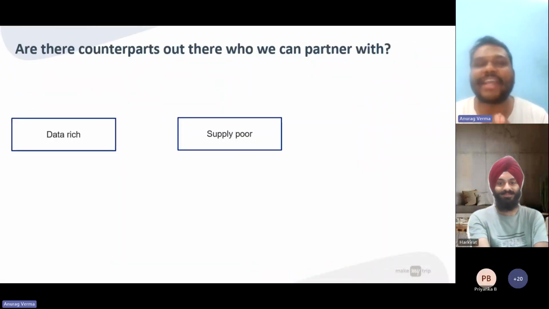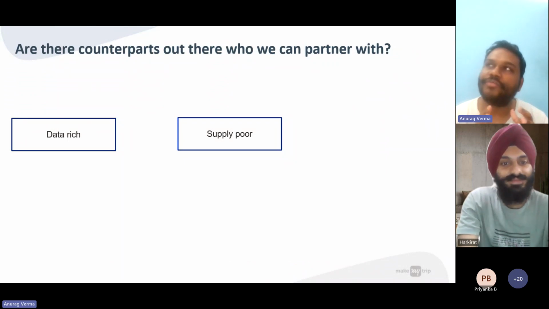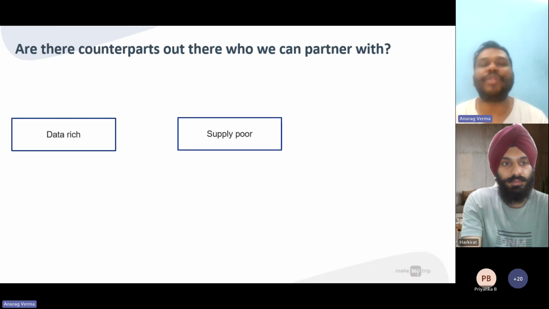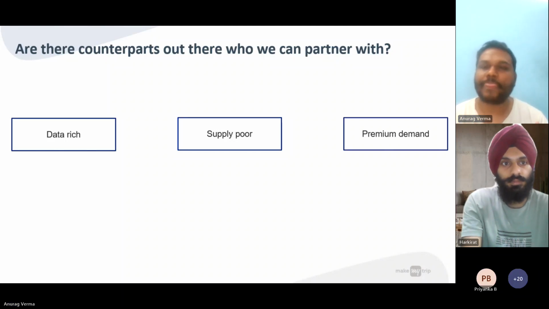Yeah. The second bit we need is, if the player is data rich, then they should be able to monetize their own website or app, right? So why would they partner with me? Then the answer to that is that that particular player has to be supply poor. It needs to be a player which has a lot of data but does not have enough space on its own website or app to run those ads.